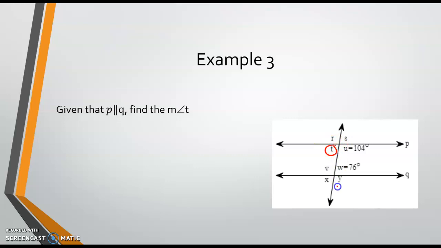So here's T. I know that T is opposite and inside, because we're inside our lines, right? So an alternate interior angle with angle W. So angle T is congruent to angle W by alternate interior angles, and angle W is 76 degrees. So the measure of angle T equals 76 degrees. That's how simple it is. They're alternate interior angles, so they are equal to each other.